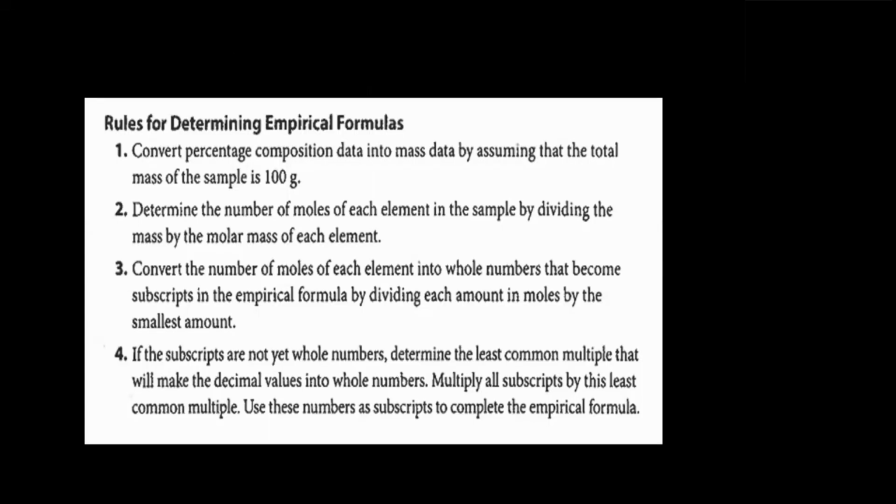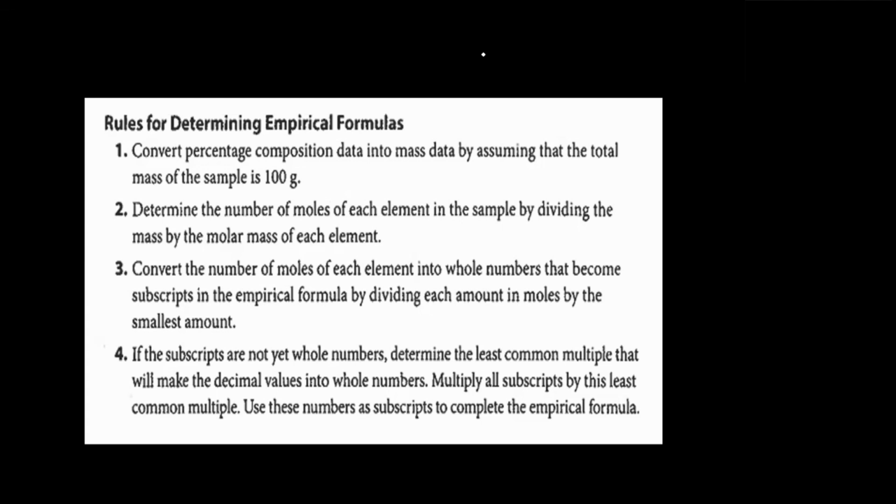Let us see here. There are certain rules for determining empirical formula. I will explain the rules, and you will understand the concept by doing the questions. You will be given the percentage composition of the elements in the compound, like hydrogen this much percentage, oxygen this much percentage. What you have to do is convert the percentage composition into mass.